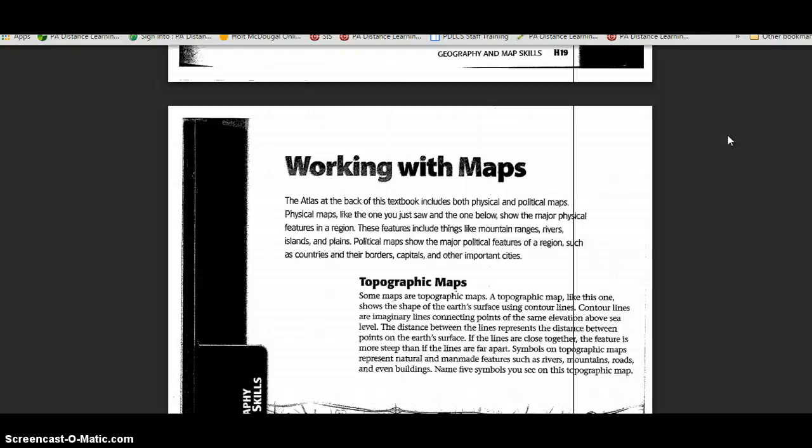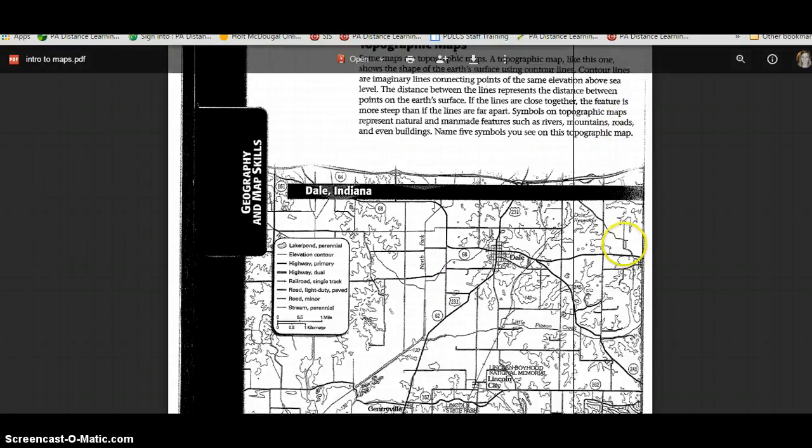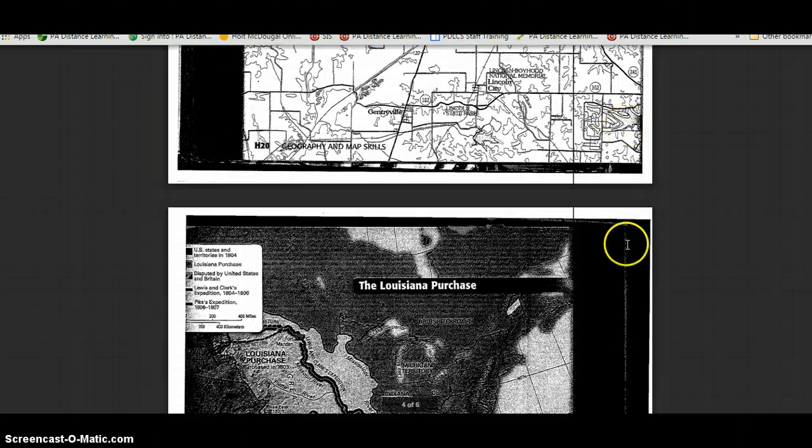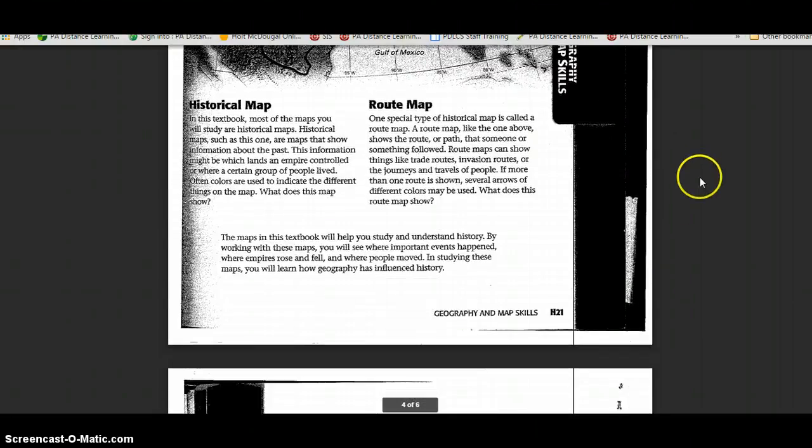Symbols on topographic maps represent natural and man-made features like rivers, mountains, roads, and even buildings. So we should see some symbols on this topographic map here. There's also the historical map and the route map.